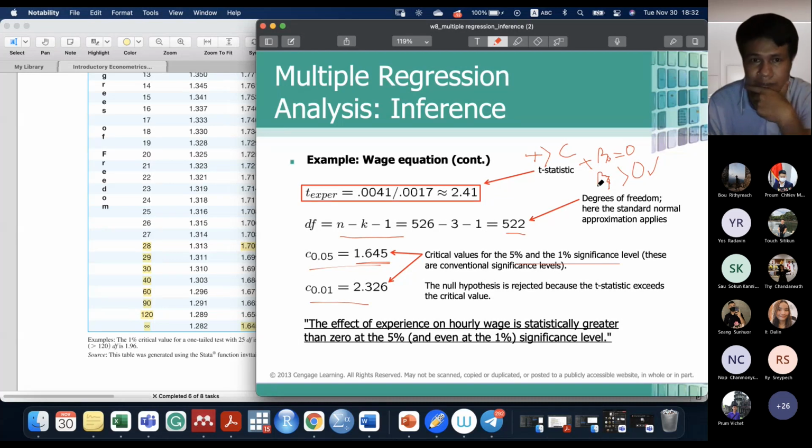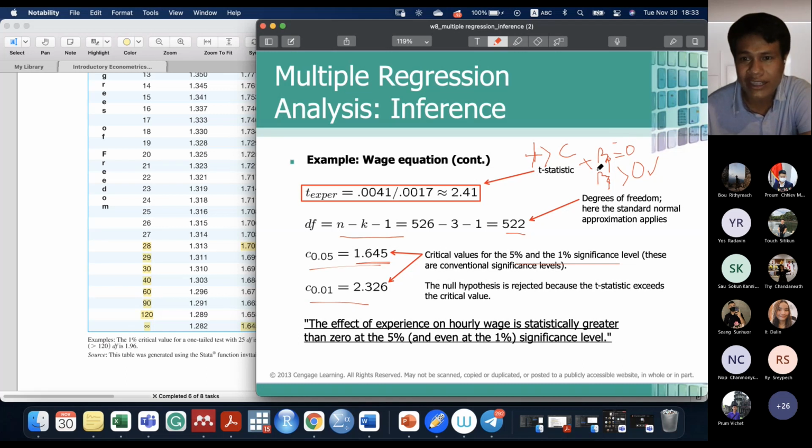Do I answer you? So if it's significant, we reject the null hypothesis. When I say significant, I mean that when t is bigger than c, the hypothesis stating that delta j equals 0 is wrong. It's not true.